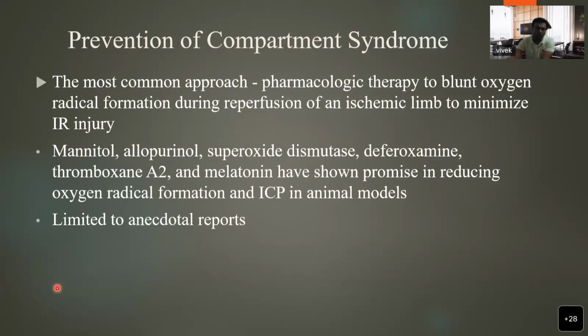There are various adjunctive measures for prevention of compartment syndrome. The most common approach would be pharmacological therapy to blunt oxygen free radical formation during reperfusion of the ischemic limb, to minimize ischemic reperfusion injury. Various medicines have also shown promise in reducing oxygen free radical formation and decreasing intracompartmental pressure in animal models, though there are very few, limited, and only anecdotal reports. This includes mannitol, allopurinol, superoxide dismutase, deferoxamine, thromboxane A2, and melatonin.